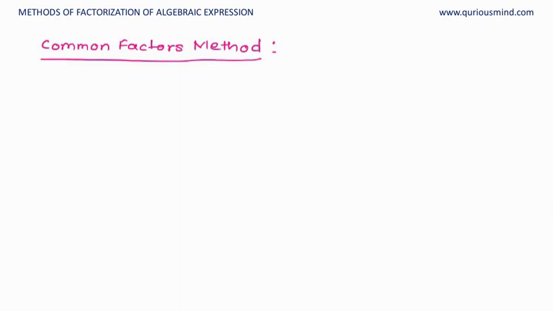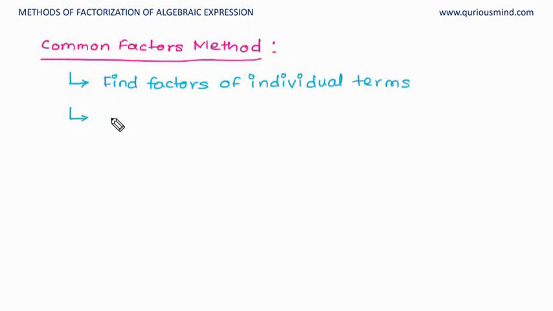In this method, we find the factors of individual terms and then we look out for the common factors in these terms, use the distributive rule, take the common factor out, and thus we get factors of the algebraic expression. So what do we do? The first step is to find the factors of individual terms. Then look out for the common factors. And use the distributive rule to separate out two factors.